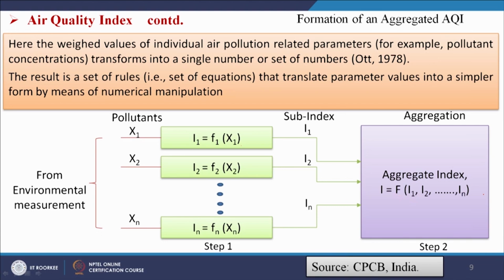So, there are basically two steps for the determination of the air quality index, step 1 and step 2. In step 1 we determine the sub indices, and in step 2 we get the aggregate index. Here the weight values of individual air pollutant related parameters, for example pollutant concentration, transform into a single number or set of numbers. The result is a set of rules, a set of equations that translate parameter values into a simple form by means of numerical manipulation.